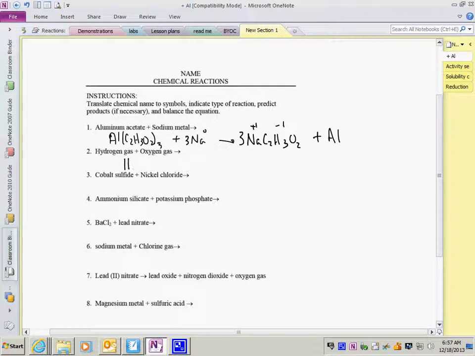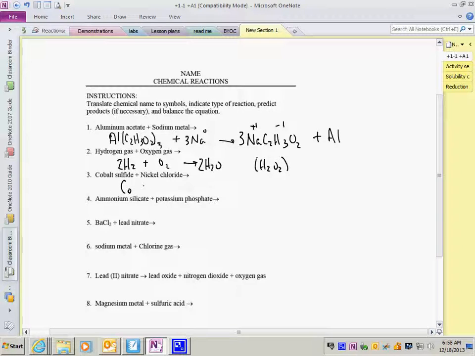Number 2, hydrogen gas plus oxygen gas yields water. I would also accept H2O2 as a potential product. Either way, we have a combination reaction or a synthesis reaction. Balance it. We got 2 oxygens, so 2 here, 4 hydrogens, 2 there.